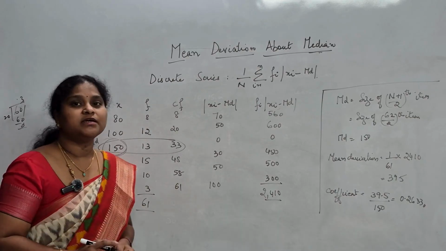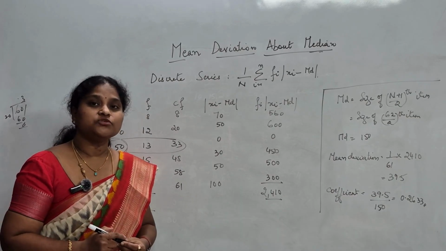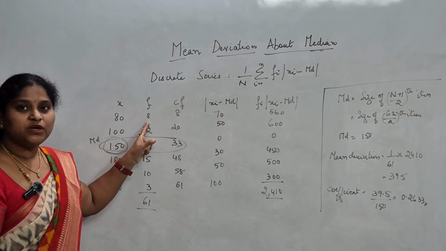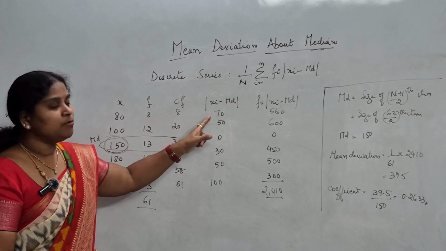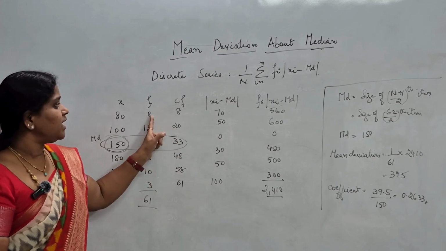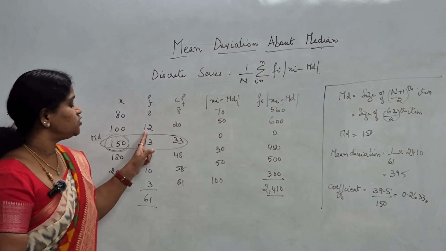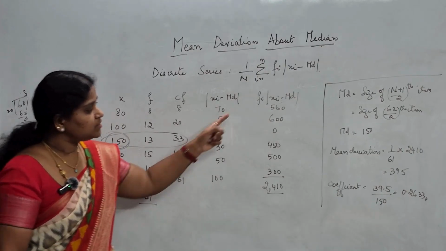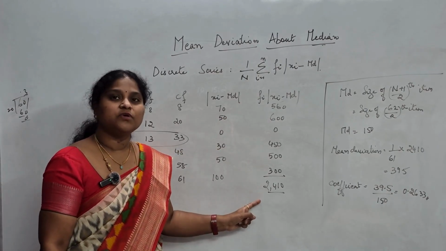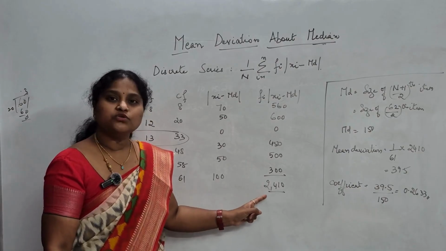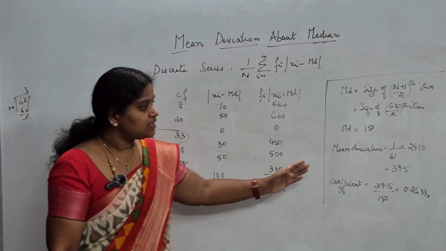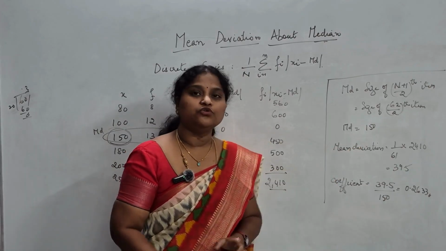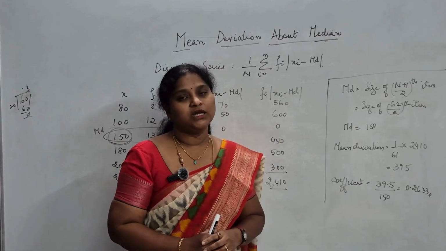But our formula here demands fi into mod xi minus median. So we'll multiply each frequency value with the respective mod xi minus median value. So 8 into 70 is equal to 560, 12 into 50 is equal to 600, and so on. Then we add this column to get sigma fi mod xi minus median, which is 2410. Substituting in the formula for mean deviation, we get 1 by 61 into 2410, which gives the value 39.5.